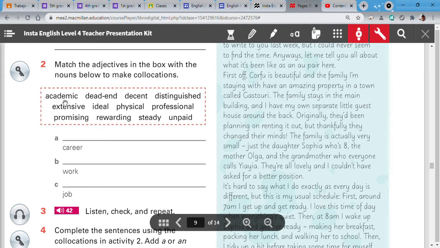Academic, dead end, decent, distinguished, extensive, ideal, physical, professional, promising, rewarding, steady, unpaid.